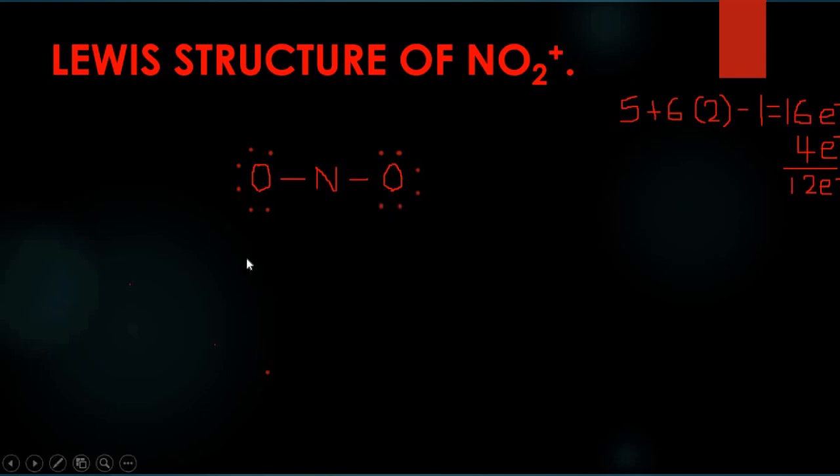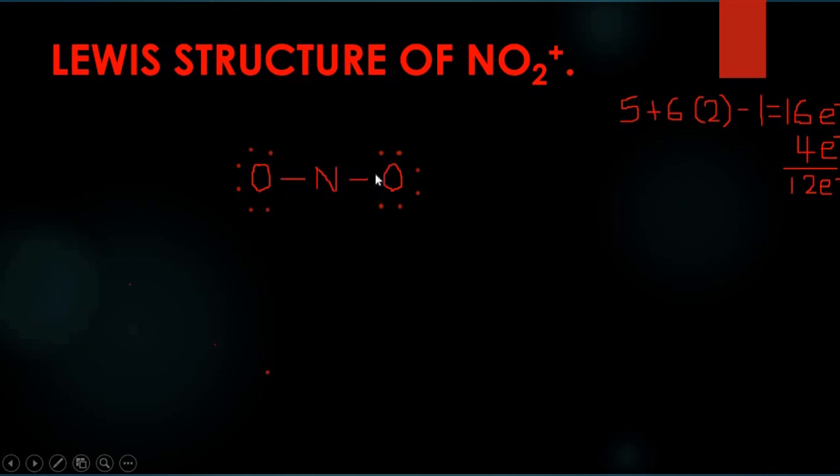Now that we have filled the octet of the terminal atoms, we have to check if each atom has 8 electrons around it. From our observation, we can see that all the oxygen atoms over here have 8 electrons around them, but the nitrogen atom has only 4 bonded electrons and no lone pair electrons. In order to make the nitrogen also have 8 electrons around it, we have to form multiple bonds. So we start with a double bond.